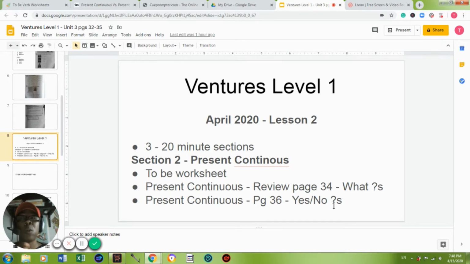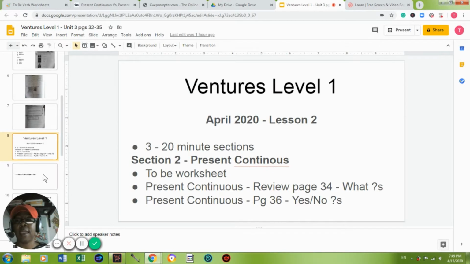And the reason I want to go over this a little bit more is because we will actually be using the verb to be with the present continuous. And I want to make sure that you guys understand how to use the verb to be with another verb plus ing. That is how we get the present continuous. I also want you to understand when you should use the present continuous in your sentences.